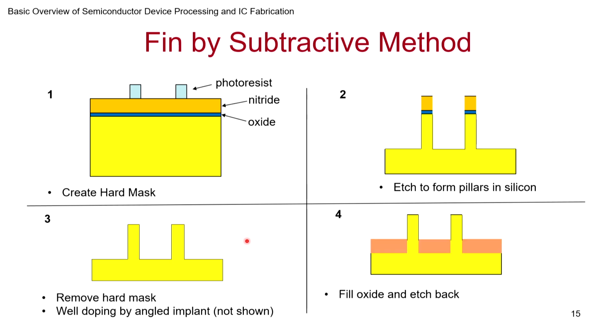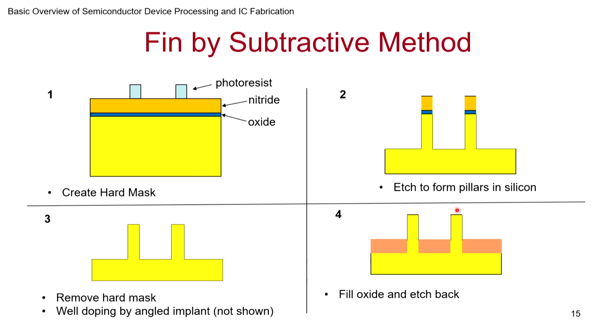And then following that, you do another step. Once the well doping is done, you fill the whole thing with oxide and then etch back the oxide to a desired length. So this is your classic structure. So you have fin 1, fin 2 and all isolated from each other by a thick oxide. Of course, in these regions, you would have done the well doping at this stage. So this is how a fin could be built by the subtractive method.